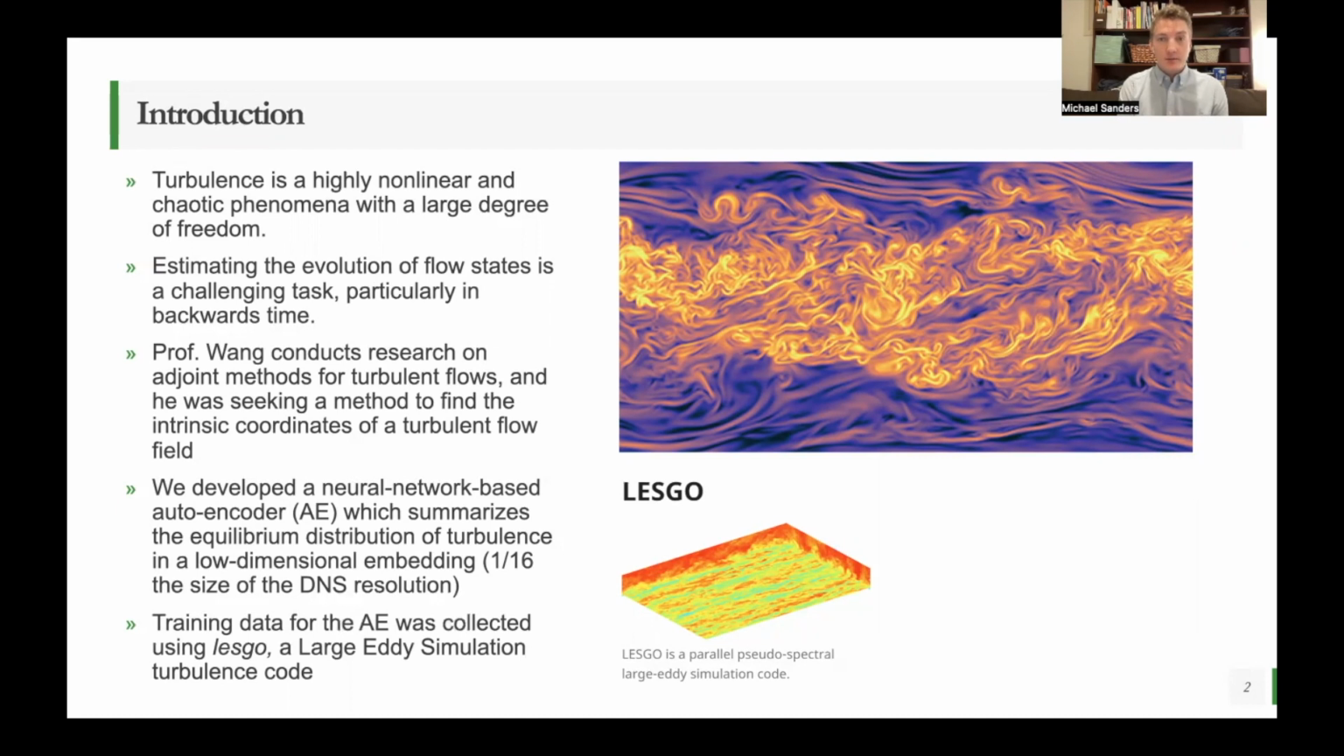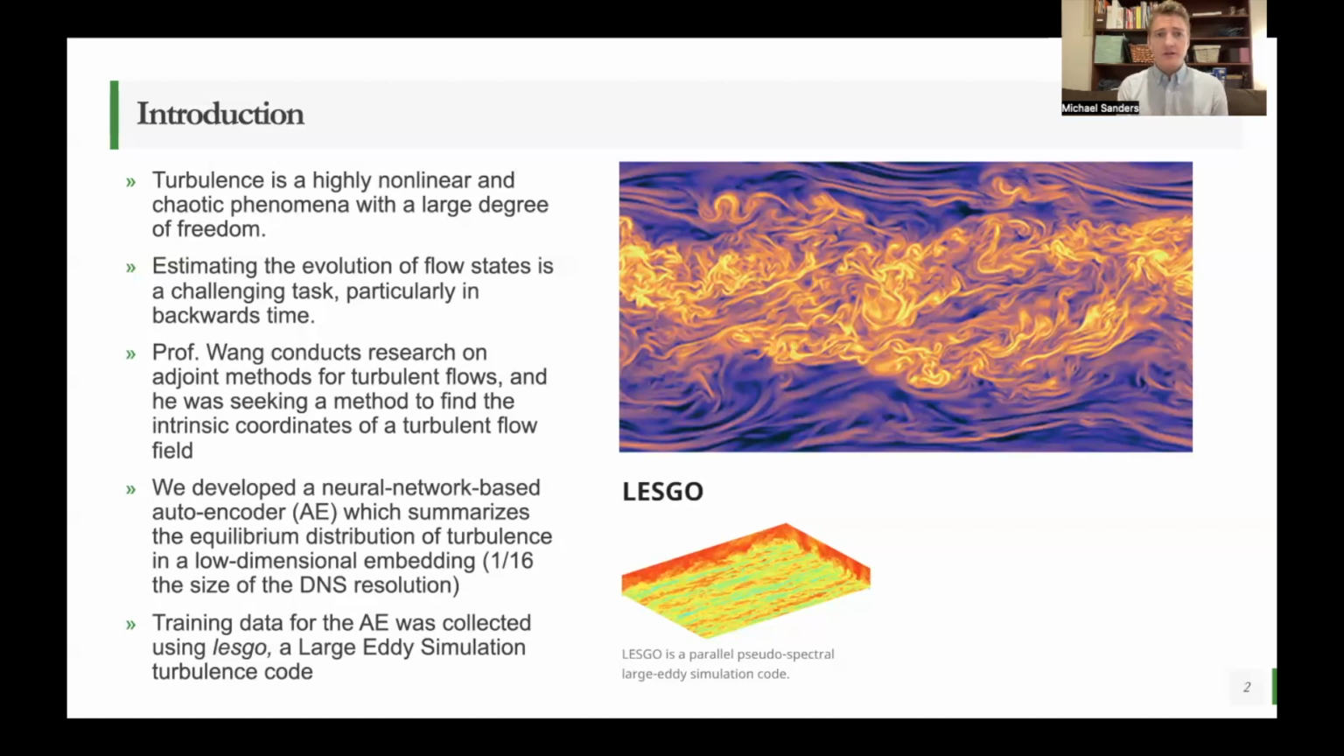For an example of this turbulent behavior, you can see this image just below me. Estimating the evolution of flow states for a turbulent flow is a challenging task, and it's even more challenging if you try to do it in backwards time. Professor Wong conducts research on adjoint methods for turbulent flows, and he was seeking a method to find the intrinsic coordinates of a turbulent flow field. So essentially, we're looking for a lower dimensional representation of this complex flow field.